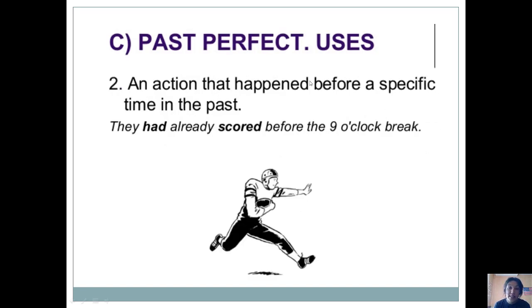Past perfect use, it's the second rule. An action that happened before a specific time in the past. You should give a specific time, an exact time. You have to show the time. They had already scored before the 9 o'clock break. And here we have the time expression before. It also shows that you did this action before the second one.